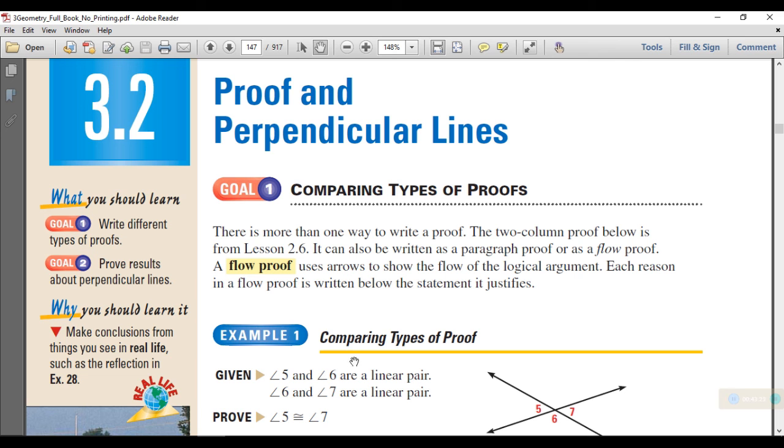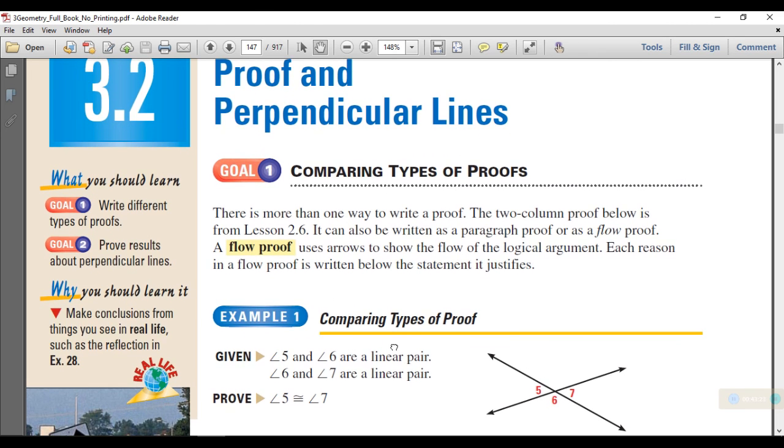So, kung ito yung ating problem, comparing types of proof example, the given is 5 and 6 are a linear pair. When we say a linear pair, they are adjacent angles and their sum is 180. They are supplementary and adjacent. 5, 6. Tapos si 6 and 7, linear pair din daw. Again, they are supplementary and they are adjacent. We have to prove that 5 is congruent with 7. So, dito vertical line si 5 and 7, di ba? We have to prove that they are congruent.